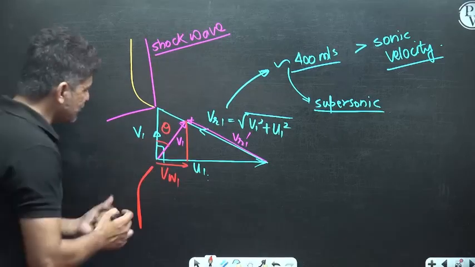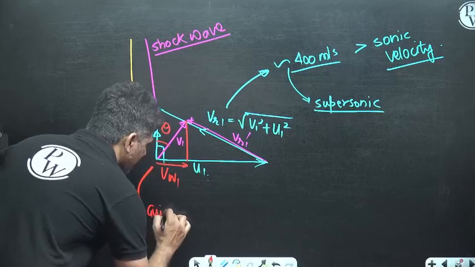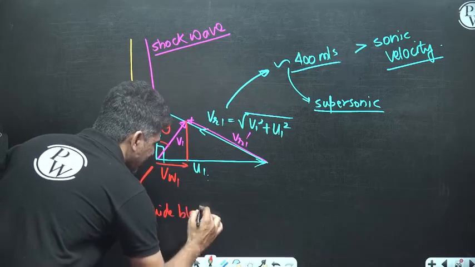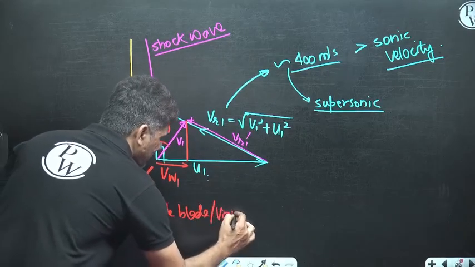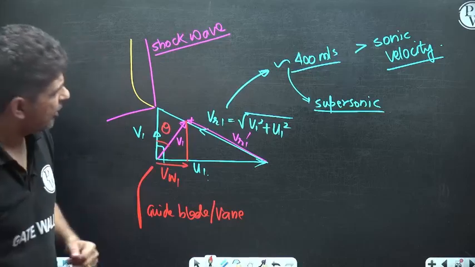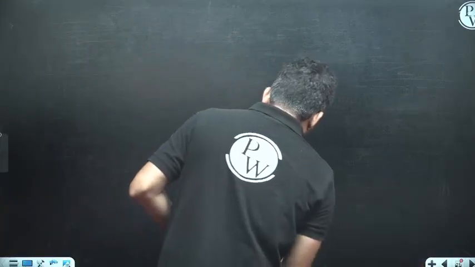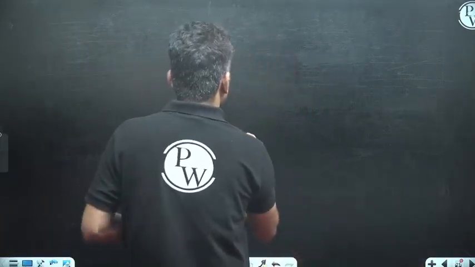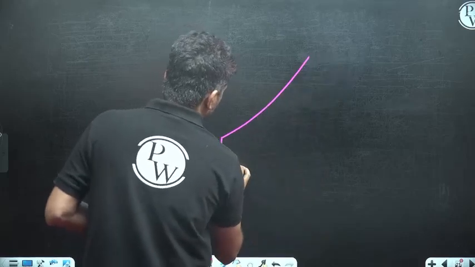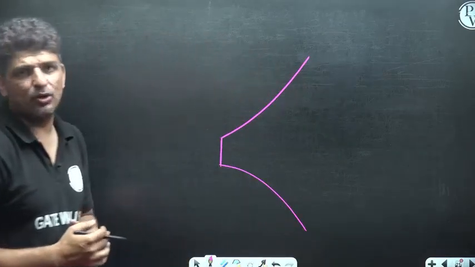Understanding? So this is your guide vane. This is your guide blade or guide vane. Where is this installed? This guide vane is installed at the inlet of the compressor. So you see that this is how your compressor would actually look like.